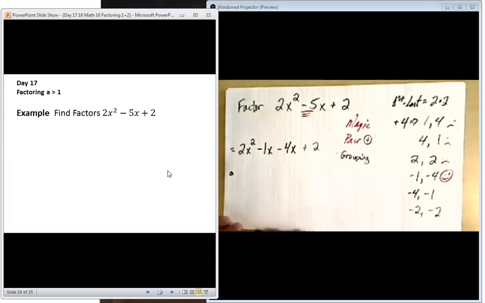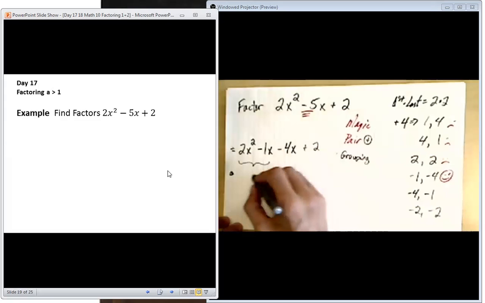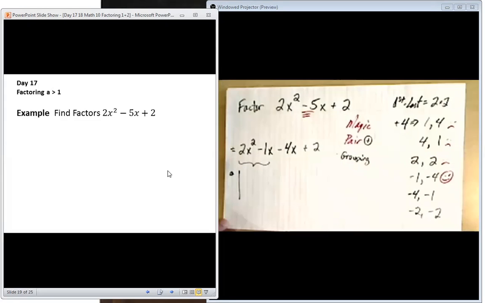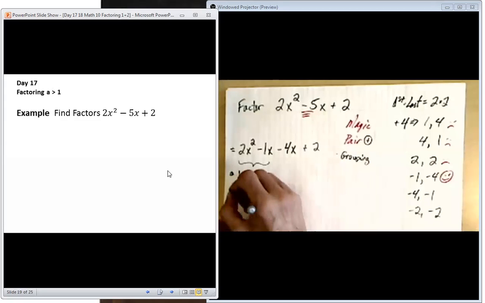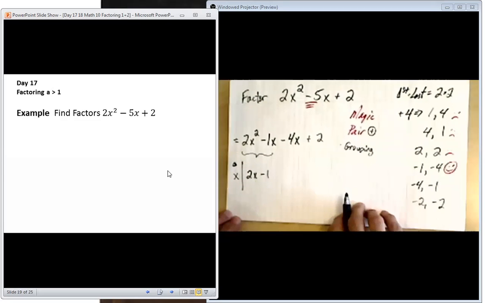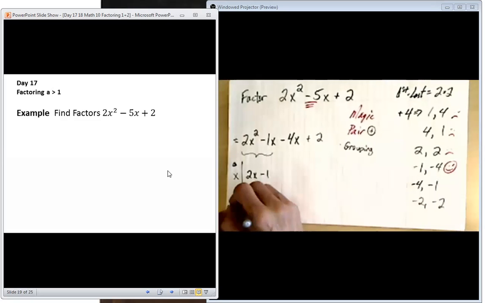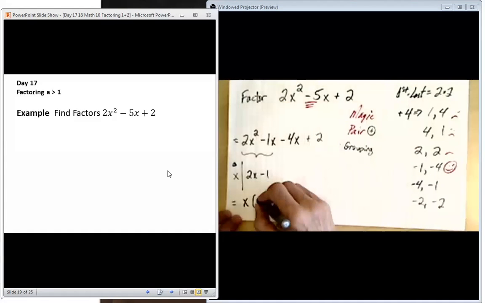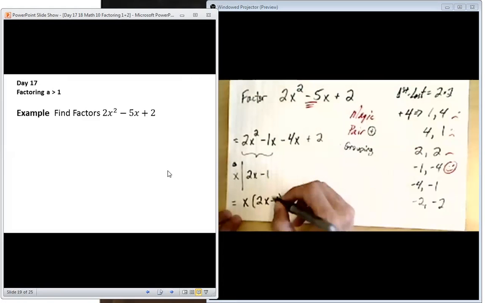Okay, so we'll do those two numbers first. So what do we get? Yeah, GCF is x for this as a first step there. So what are we left with? Nice, 2x and -1 there. Okay, so that, I think we can all agree we'll finish that. So x and 2x -1, that's right.